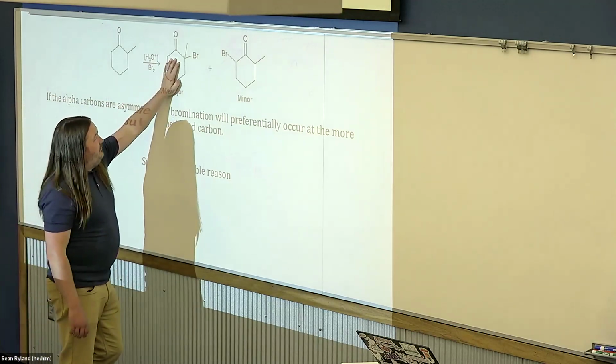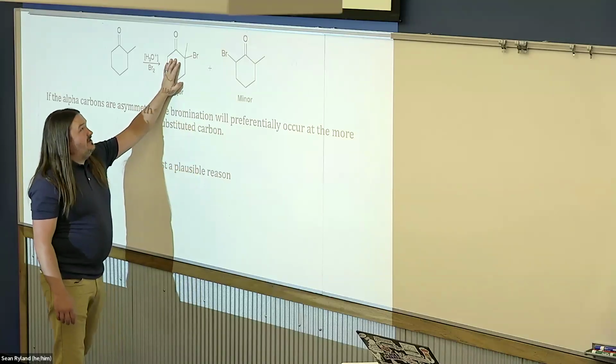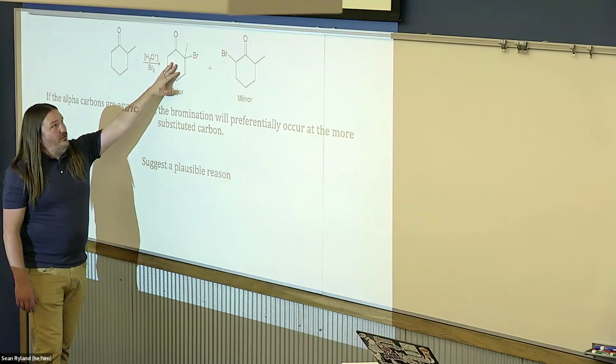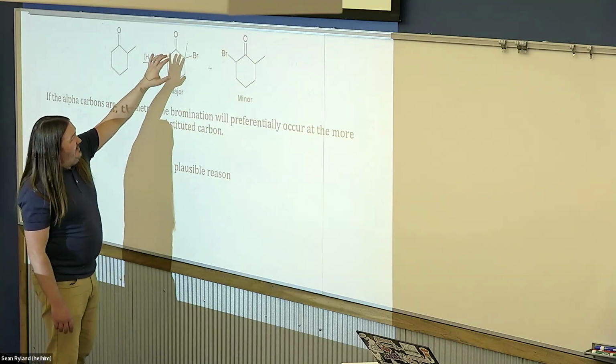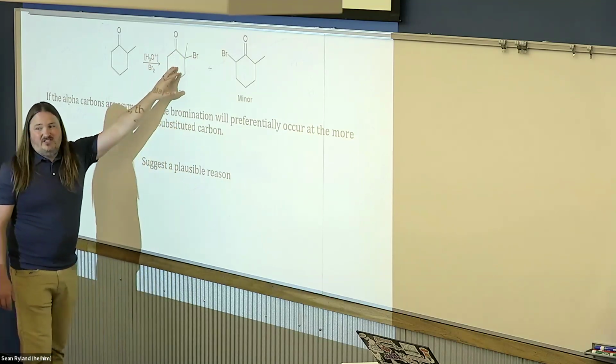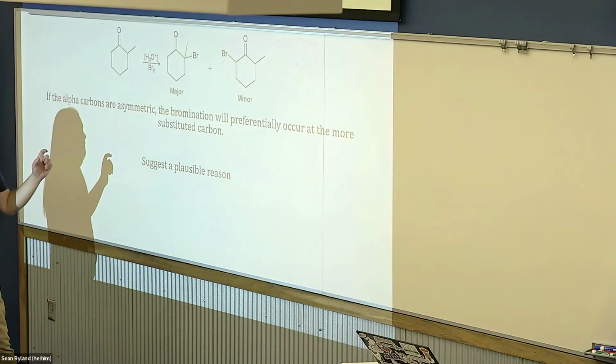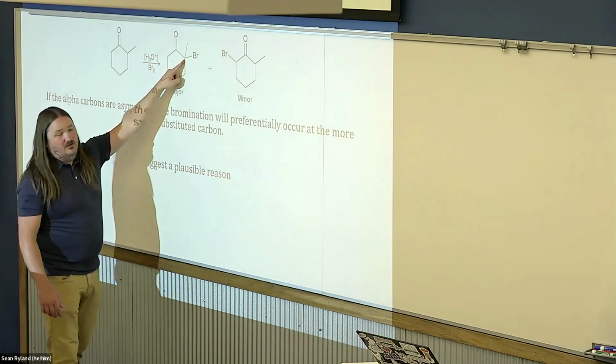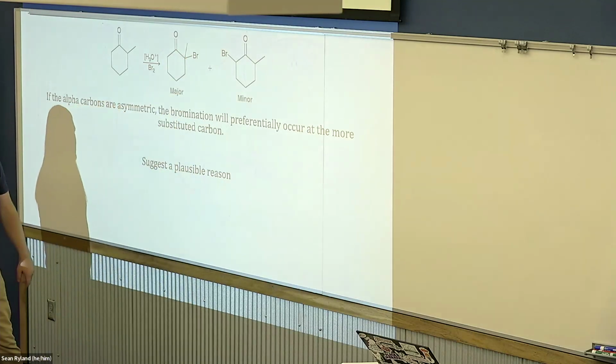So the final thermodynamic product that's going to be favored is the one that goes to the more substituted enol. And then that allows us to put the bromine on the more substituted carbon. It's because of that intermediate for the addition step.